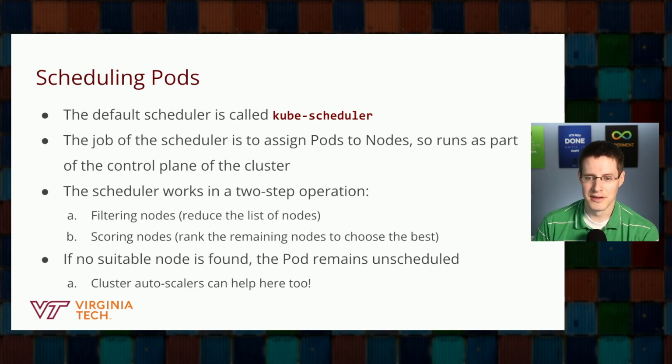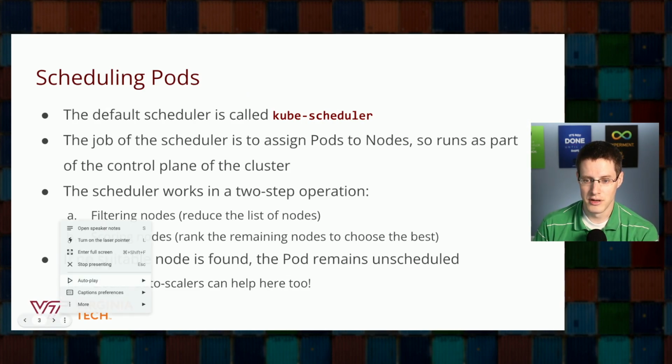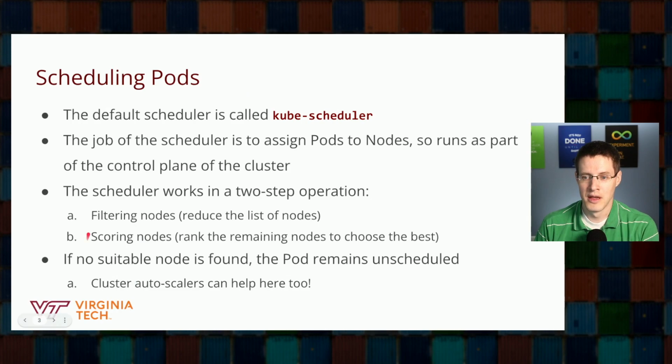Okay, let me grab the laser pointer here. There we are. So the scheduler works in what's called a two-step operation. The first thing that it does is it filters nodes. So it looks at the full selection of nodes and filters it down to what nodes can or should I schedule my pod onto. And then from there, it uses a scoring system to figure out the rank of nodes within that. We're not going to get too much into the scoring side of things. We're going to talk about mostly the filtering side of things.